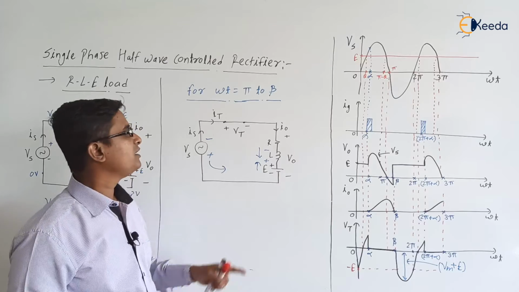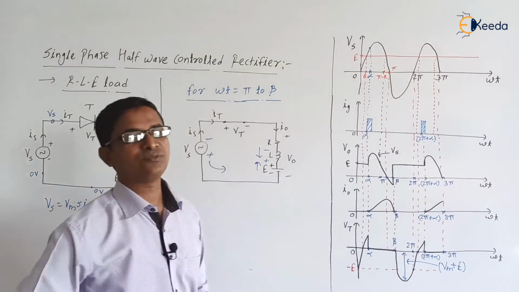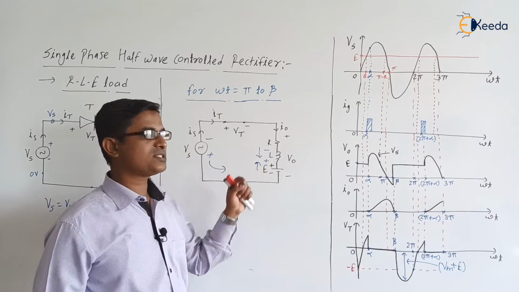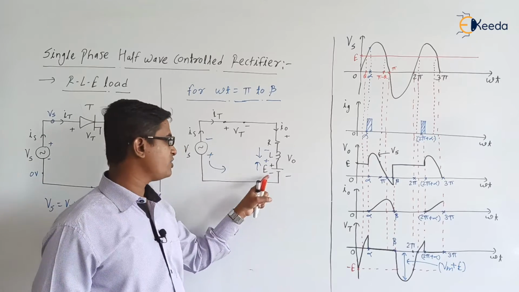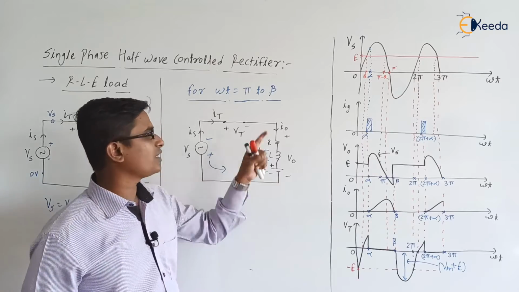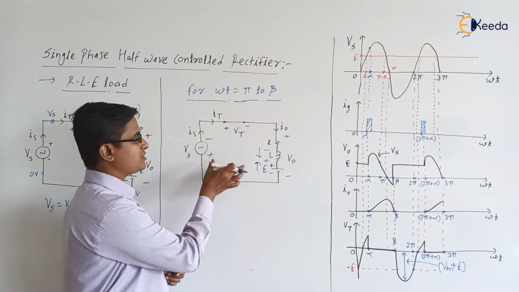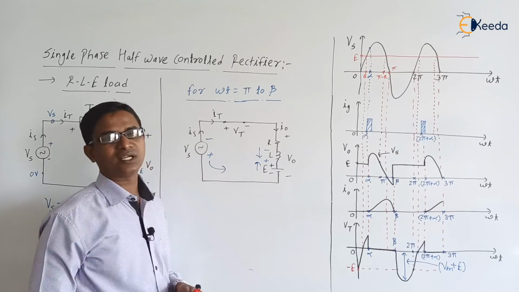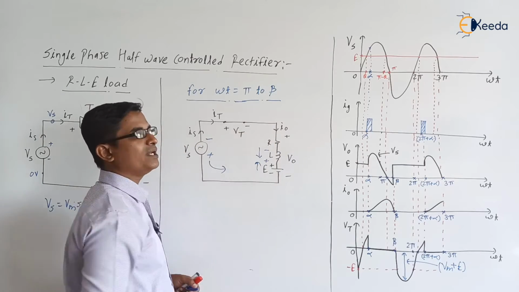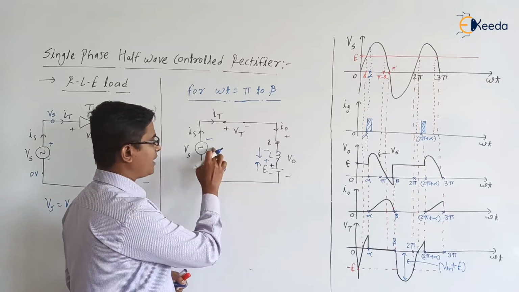But if you check near pi, what is the magnitude of Vs? The magnitude of Vs is very small. So during this interval also, the voltage across the inductor becomes greater than the addition of E and the Vs voltage. Are you getting the point? Because the Vs value during pi to beta is very small, E plus Vs will be lesser than the voltage across the inductor. So again the inductor goes on releasing the energy in the clockwise direction only, in opposition to the EMF and the supply voltage.